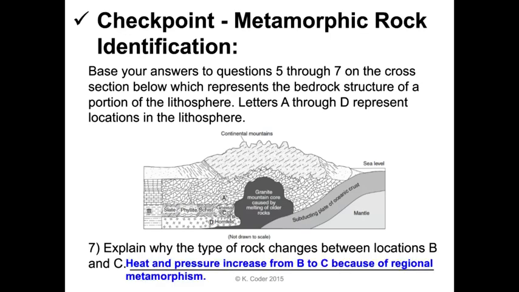Okay, because heat and pressure are applied from B to C because of regional metamorphism. The most intense metamorphism will be the highest grade, which is gneiss. And as we get farther away from the amount of pressure, the grade of metamorphism lowers all the way down to slate. And slate was the metamorphism of shale, which we see in B.